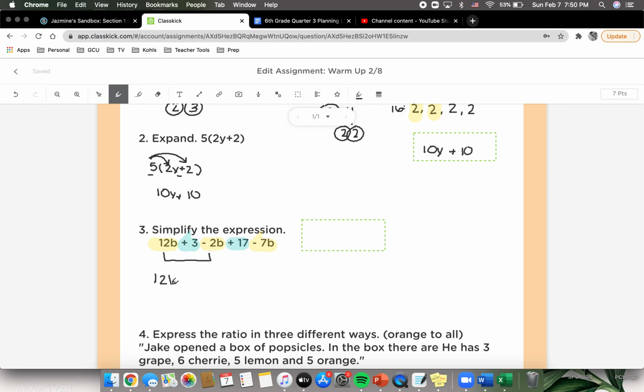So we're going to do 12b minus 2b, which gives us the answer of 10b. And then we still had negative 7b, so we're going to do 10b minus 7b, which gives us the answer of 3b. I'm going to write that right here because we have no more like terms that can be added or subtracted from it. So now we have 3b. And then we had a positive 3 plus a positive 17, so 3 plus 17 equals 20, and it was positive, so it would be adding 20.